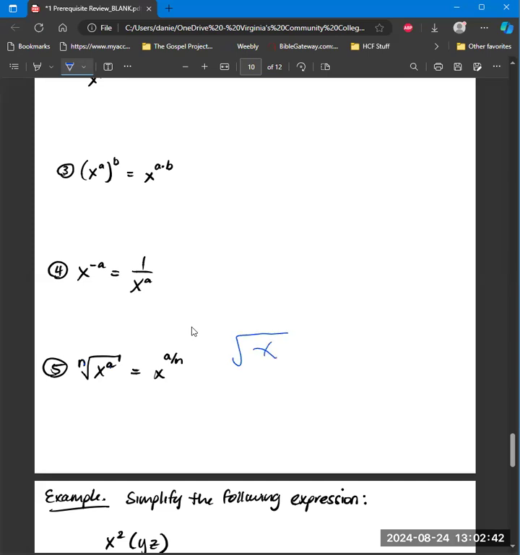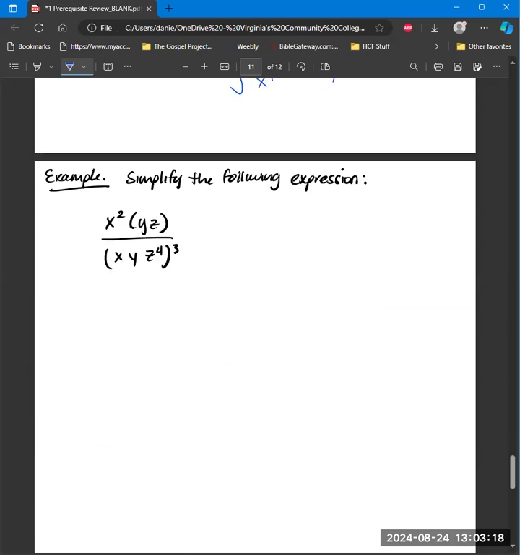Remember that when you see no index, it's going to be 1/2 here. Nothing on the inside is a 1, nothing written on the outside is a 2 for the root there. So when I just see something that looks like the square root of x, that's x to the 1/2 power. Another example here is if I have the cube root of x to the 4th, that's going to be x to the 4/3.